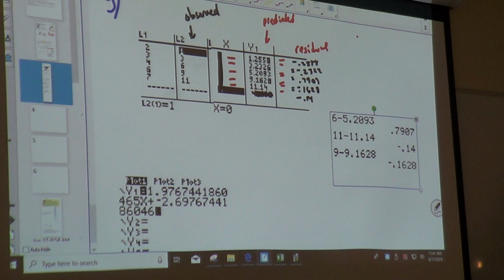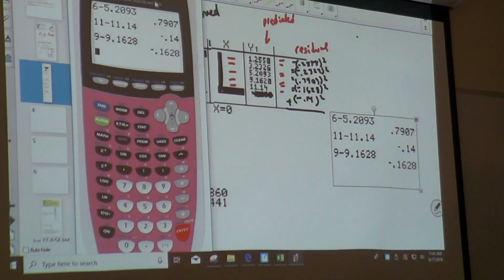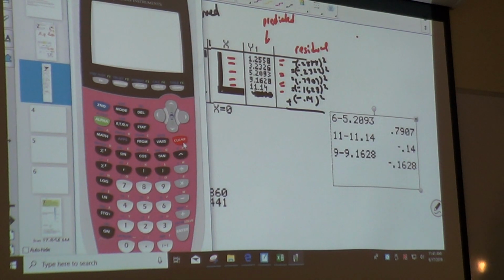Square them and then add them. Because we're doing the square, the sum of the squares. So I've got to square each one of those, and then I'm going to add them up. I'm going to try to do it all at once. Let's see how this goes.